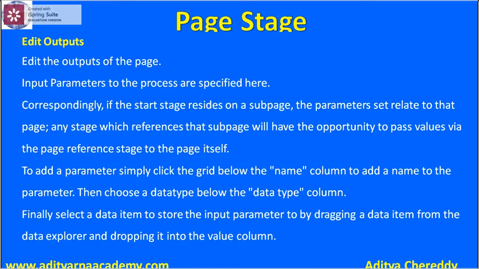To add a parameter, simply click the grid below the name column and add a name to the parameter. Then choose the data type below the data type column. Finally, select the data item to store the input parameter by dragging your data item from the data explorer and dropping it into the column.